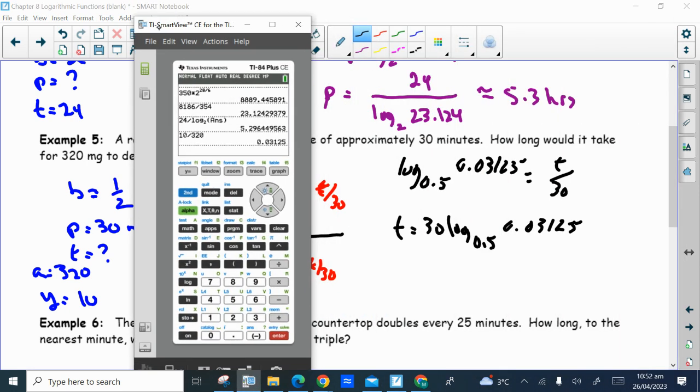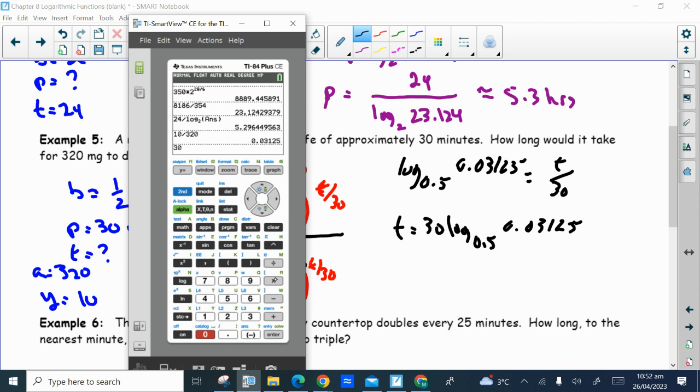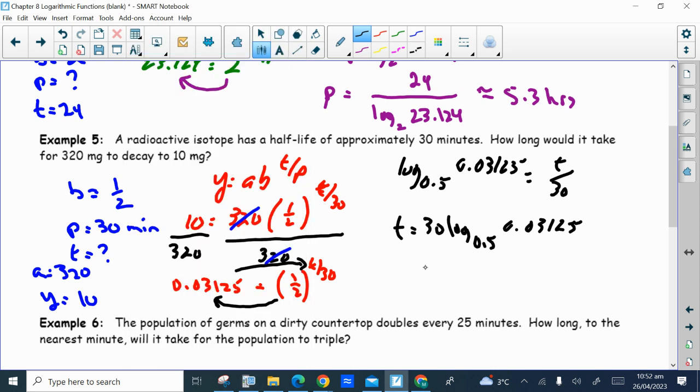So I got that decimal in my calculator. I'll go 30 times the log with a base of 0.5 of the previous decimal, the previous answer. We get exactly 150 minutes. So that tells me we probably could have done this just by using some logic. It's being cut in half every 30 minutes.